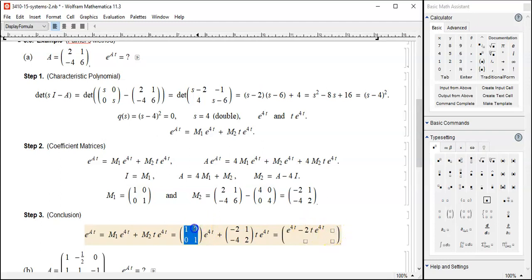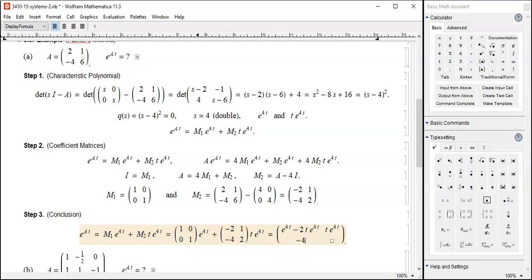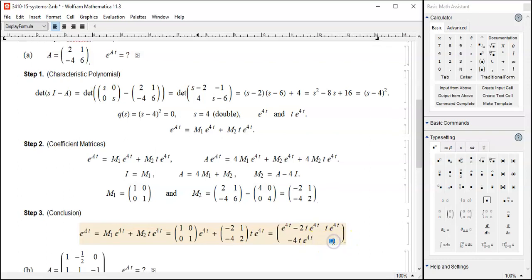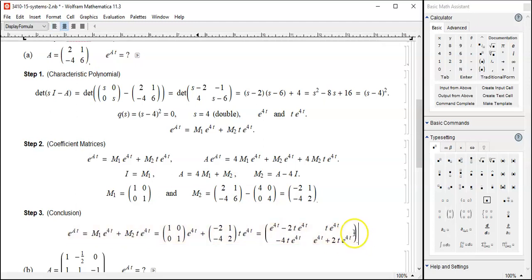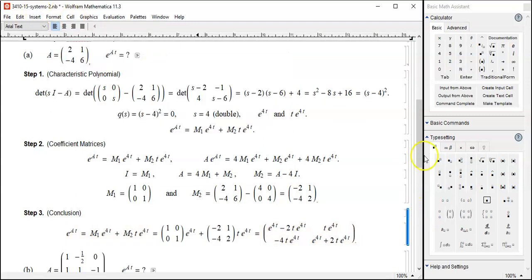1 2 entry, I don't have anything here, that's 0. And this is going to be 1, so t e to the 4t power. Here, I have nothing here, 0, so we have negative 4t e to the 4t power. And finally here, e to the 4t power plus 2t e to the 4t power. Looks like this is a little bit more simplified version or one matrix version, but this is perfectly fine. That's the computation I have.